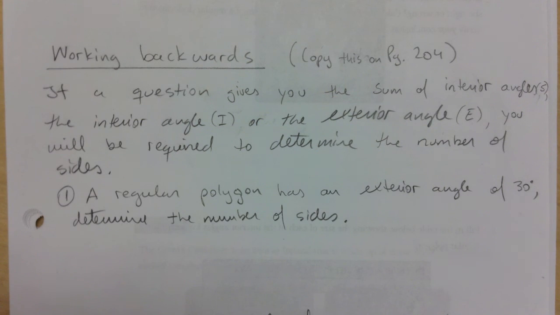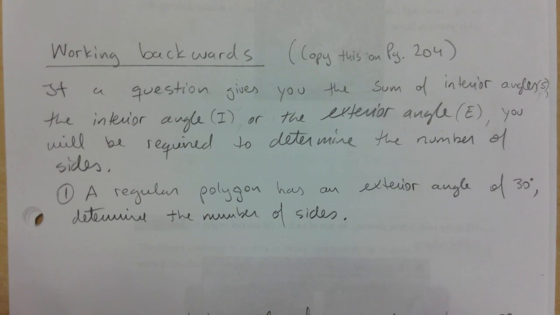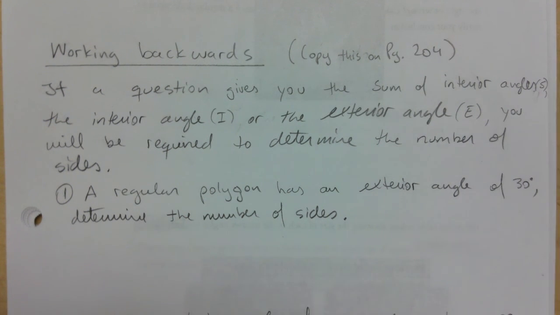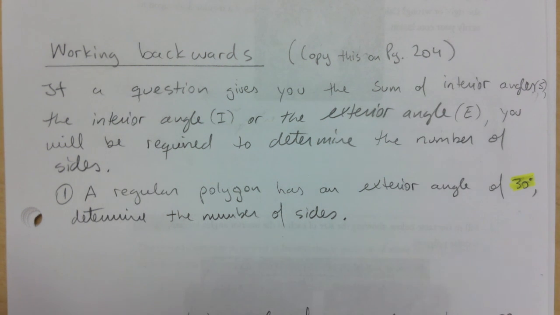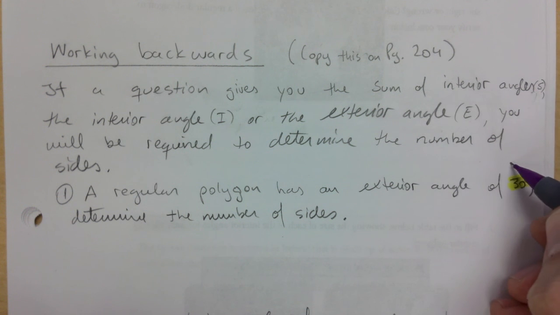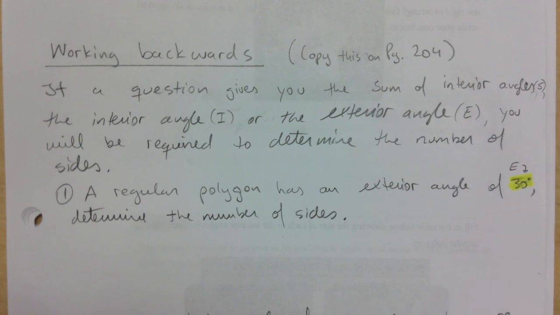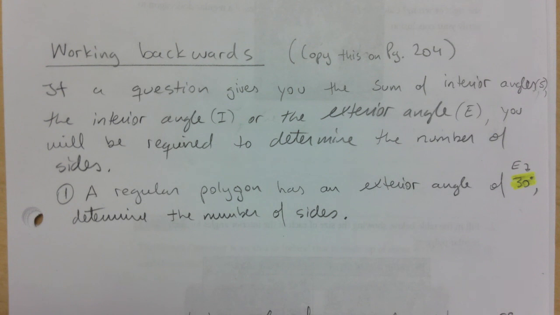And solve it. All right. So you know that the exterior angle is 30 degrees, right? And we know that this is E, exterior angle. This is the angle E. We don't know how many sides that has, so we can't even draw it.